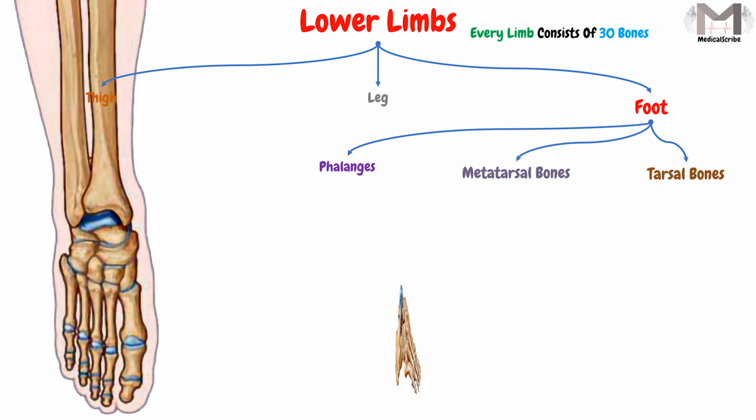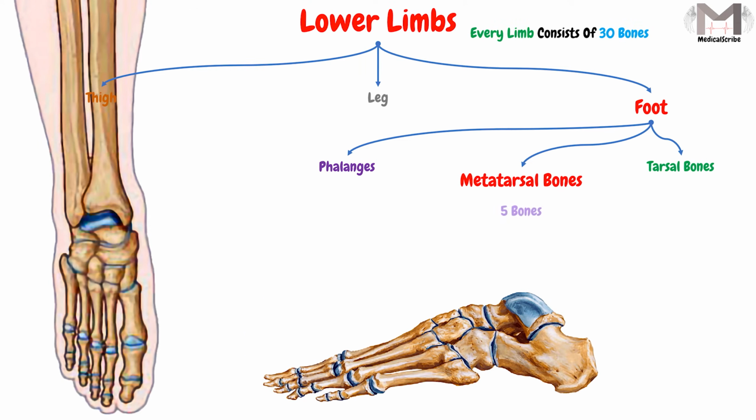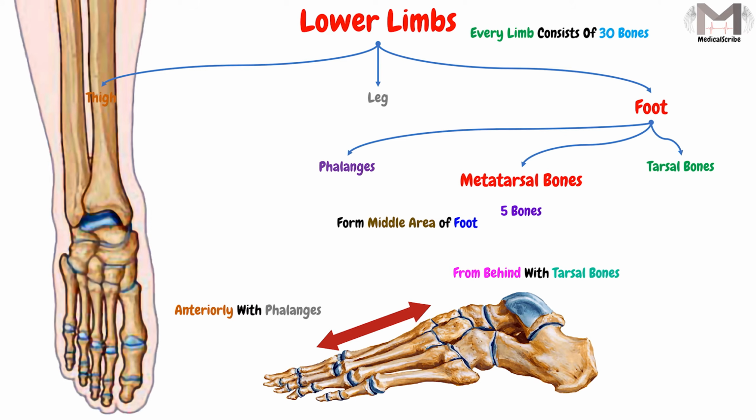While the second group, or the metatarsals, are 5 bones attached from behind by joints with the tarsal bones, and anteriorly, they will articulate with the phalanges, which are the bones of the toes. And those 5 bones of the metatarsals will form the middle area of the foot.